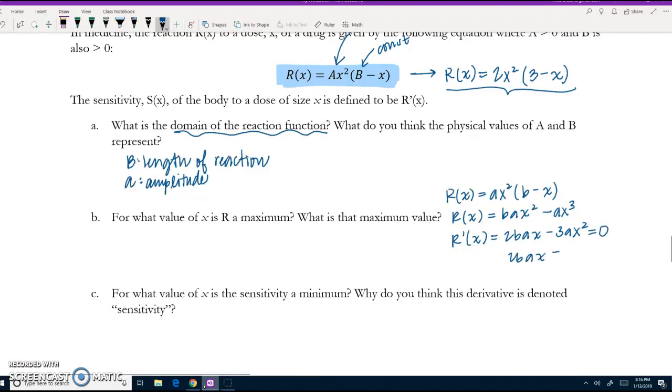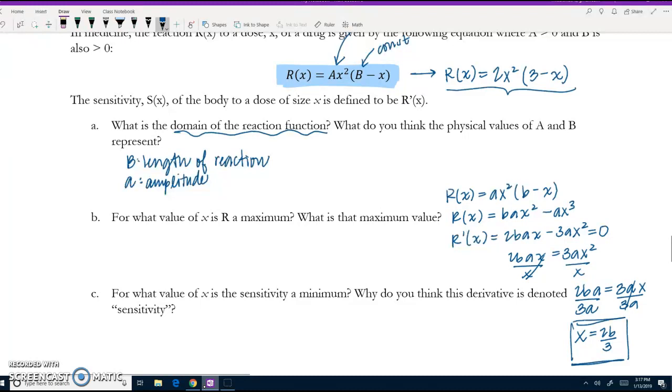So then let's bring over that 3ax squared. And then what I can do is divide by x here. So I'll end up with 2ba equals 3ax. I can divide by 3a, divide by 3a. And so what I end up with is x is equal to 2b over 3. So what that means is the maximum is controlled by the b value, so how long the reaction's happening, and doesn't actually depend on the constant value of a.